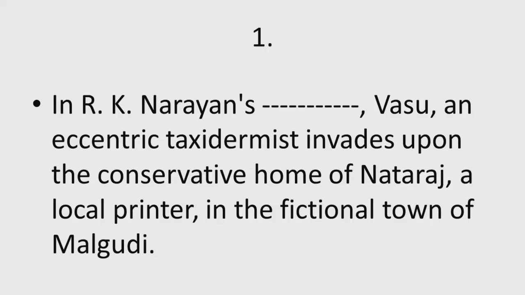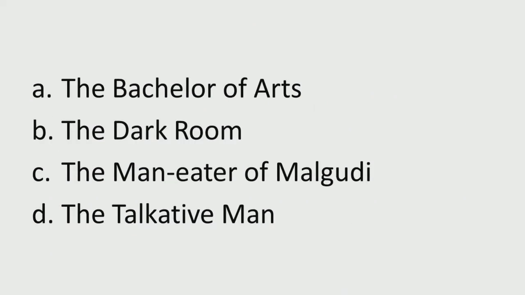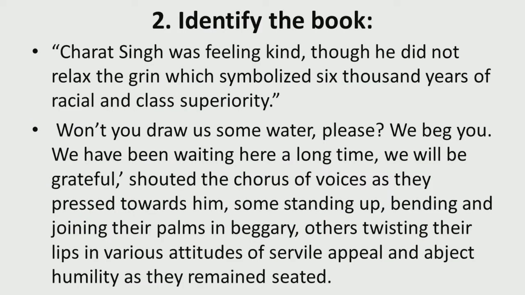Now, the first question, in R.K. Narayan's dash, you have to name the novel. Vasu, an eccentric taxidermist, invades upon the conservative home of Nataraj, a local printer in the fictional town of Malgudi. A. The Bachelor of Arts. B. The Dark Room. C. The Man-Eater of Malgudi. D. The Talkative Man.